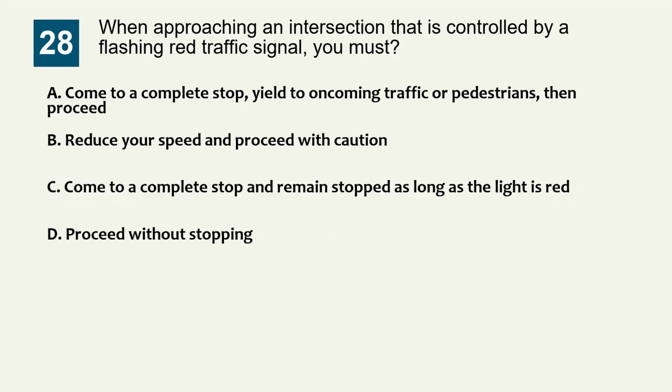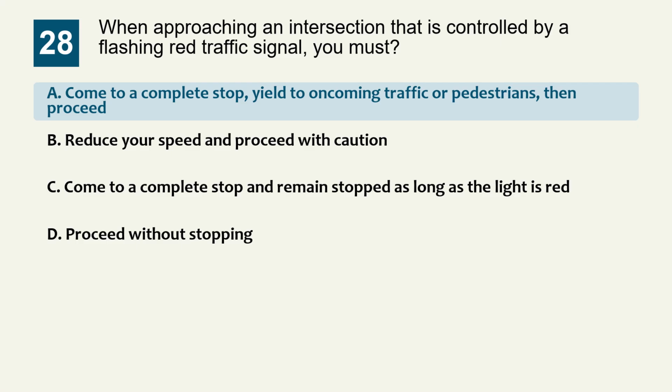Question 28. When approaching an intersection that is controlled by a flashing red traffic signal, you must, option A, come to a complete stop, yield to oncoming traffic or pedestrians, then proceed. Option B, reduce your speed and proceed with caution. Option C, come to a complete stop and remain stopped as long as the light is red. Option D, proceed without stopping.